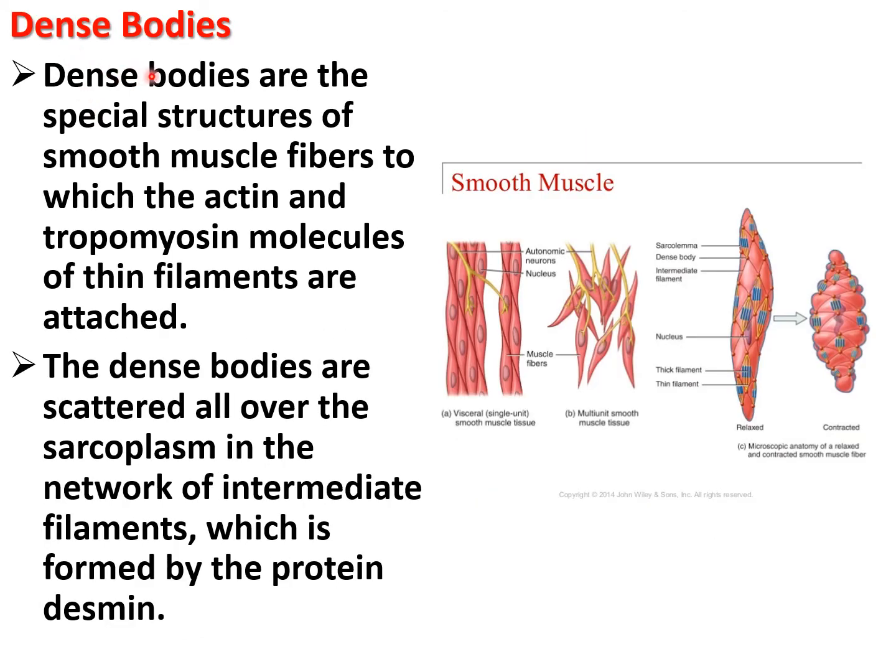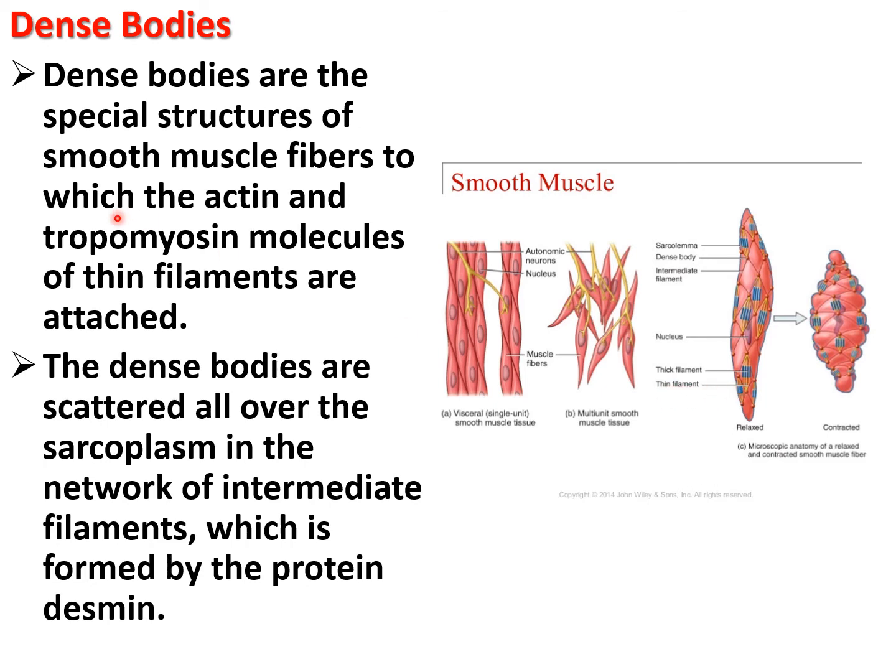Now dense body. What is the dense body? Dense bodies are special structures of the smooth muscle fibers to which the actin and tropomyosin molecules of the thin filament are attached. So this is a dense body, and this one is a sarcolemma, and here are intermediate filaments, and this is a nucleus. This is a thick filament and this is a thin filament.